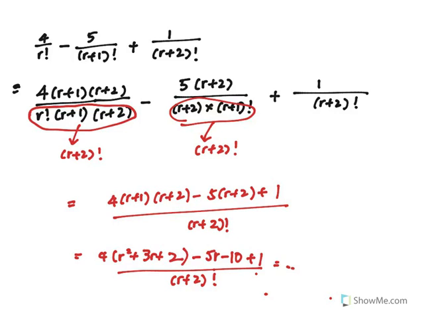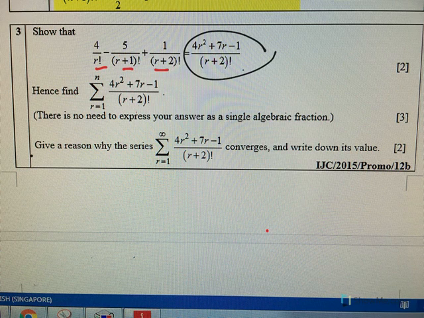Simplifying this, let me erase the extra accidental red marks. Very quickly you can easily derive that it will just be 4r squared plus 7r minus 1 over r plus 2 factorial. So we have done the first part, and for the second part we now find the summation of this term from 1 to n.